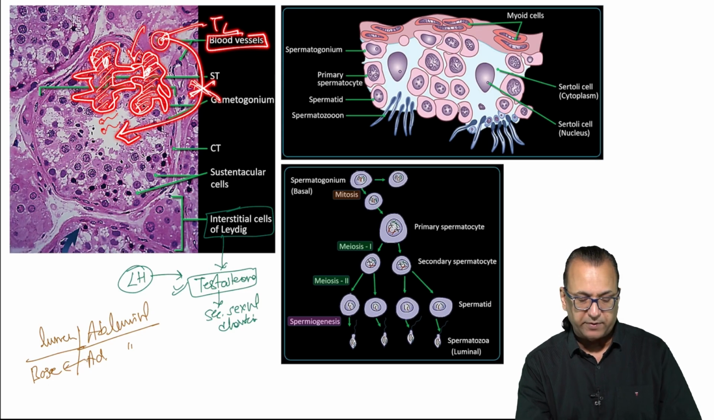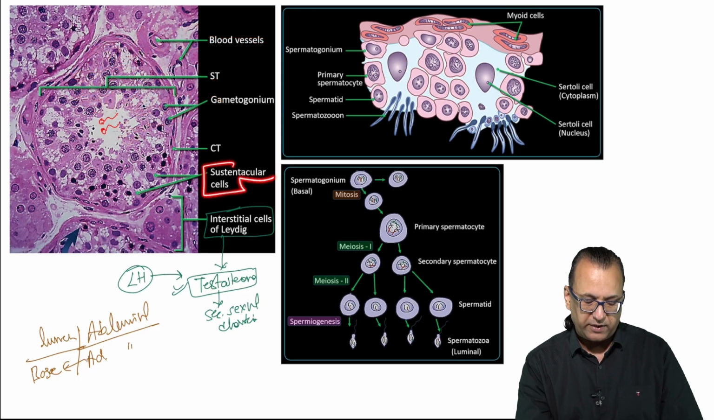So who is forming the blood testis barrier? The blood testis barrier is formed by sustentacular cells. They have the largest nuclei and are the largest cells in all of these. So all that information you need.